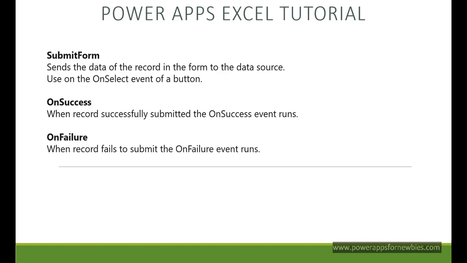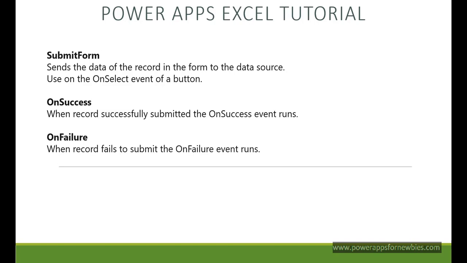Now I'm just going to go over some of the functions that I've used throughout this course. Submit form. This function sends the data of the record in the form to the data source. And it's best used on the onSelect event of a button. So remember when we went to save the record, we clicked the button and behind that button was a bit of code that said submit form, and then in the brackets, you passed the name of the form.